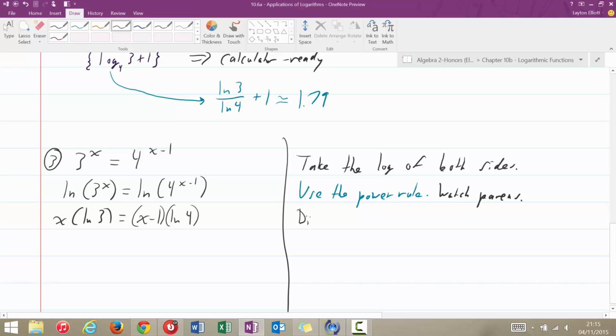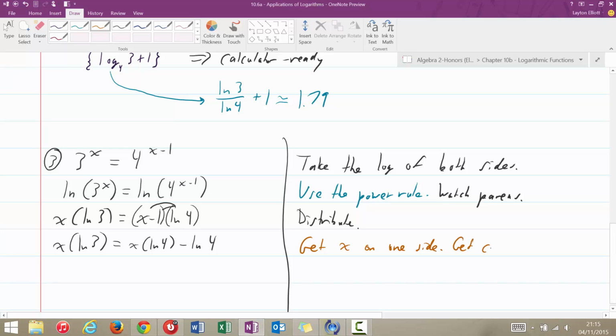Next, I'm going to distribute. There's no distribution happening on the left, x ln of 3, but there is a distributive property happening on the right side. I'm going to multiply the ln of 4. Remember, the ln of 4 is just a number, so I actually get x times the ln of 4 minus the ln of 4. Okay. My next step is going to be get the x's on one side, get constants on the other.